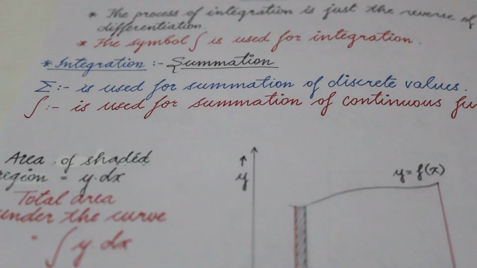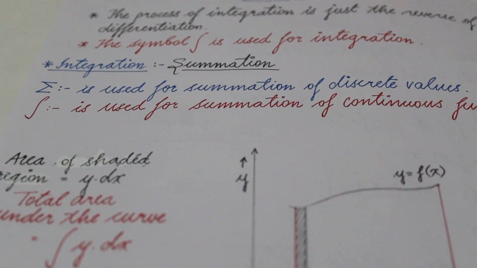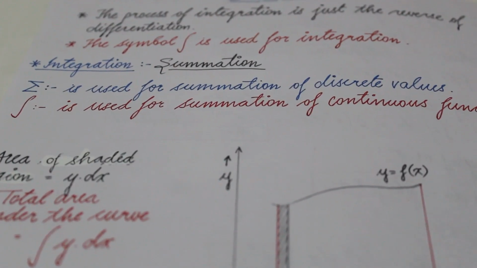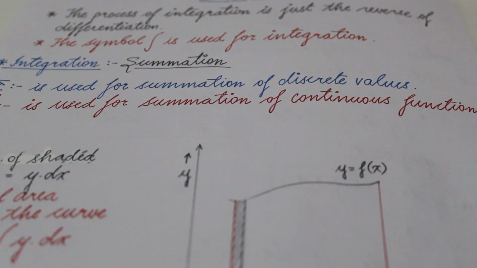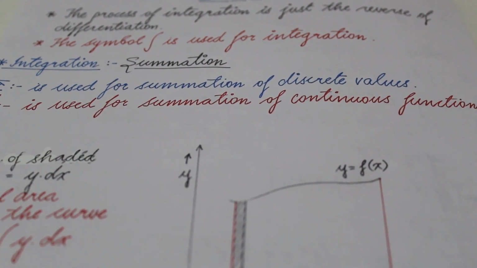Now, summation is basically used for discrete values. Discrete values means those values which can be easily added up, whereas integration is used for summation of a continuous function. Now what is the meaning of discrete values and continuous functions? This we'll understand with the help of a graph.